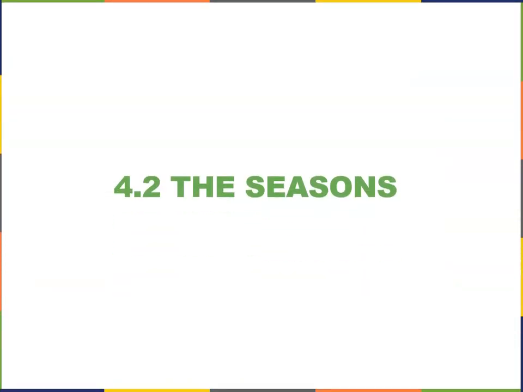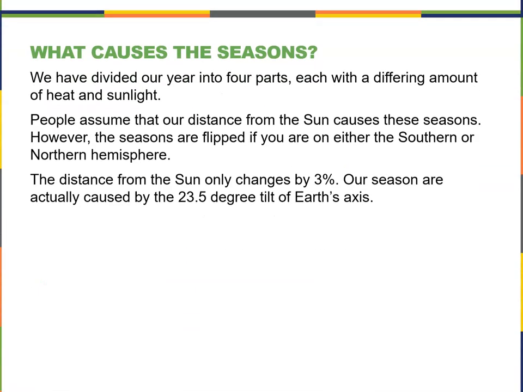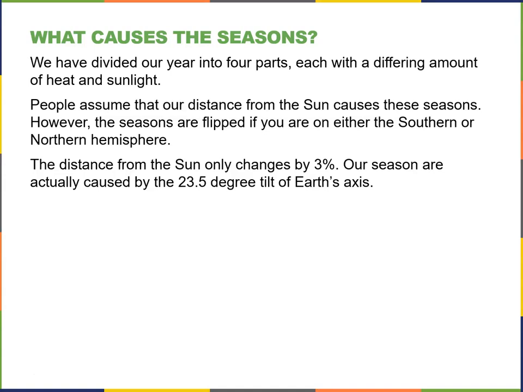Our next section addresses our question about the seasons. Contrary to what we may first assume, our seasons are not caused by the distance to the sun. They are actually caused by the tilt of Earth's axis.